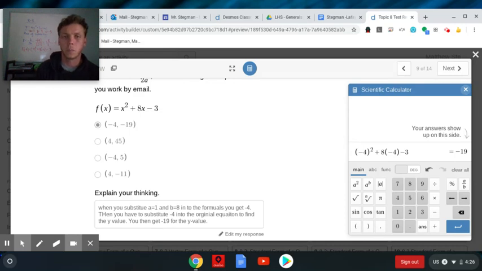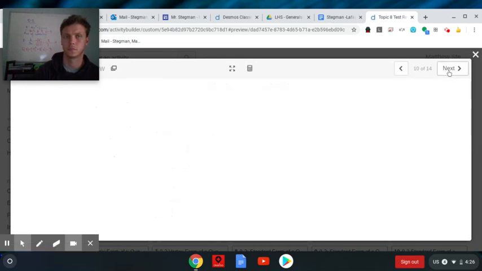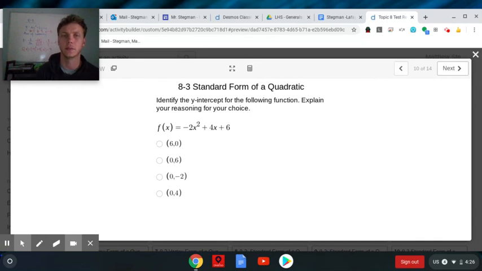All right, we got a couple more here. This is the last one in section 8.3. It says identify the y-intercept for the following function. Explain your reasoning for your choice. So once again, you're going to have to explain your reasoning.